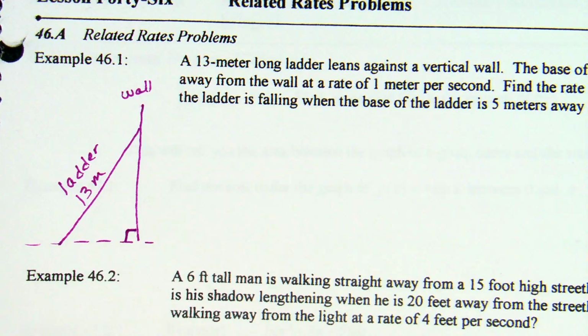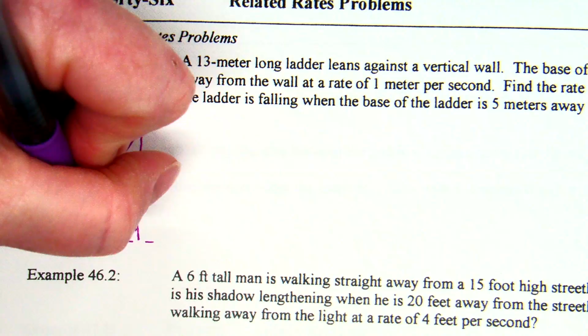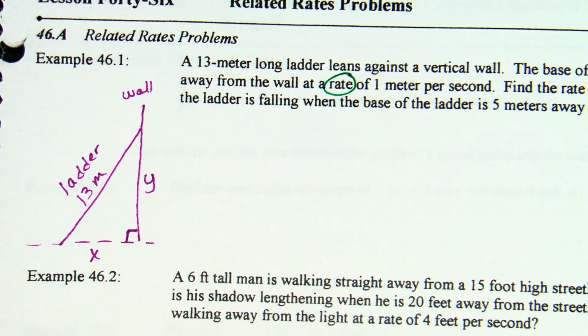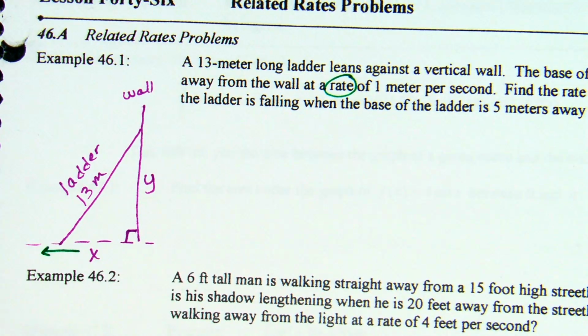A 13-meter long ladder leans against a vertical wall. Before I continue, I'm going to label the sides of my triangle x and y, just because I have to come up with variables to use. We can use x and y, a and b, whatever. The base of the ladder is pulled away from the wall. So the base of the ladder is right here, yes? It's pulled away from the wall at a rate of 1 meter per second. And what that's saying is that this side of the triangle is changing. x is going to be getting longer, yes?